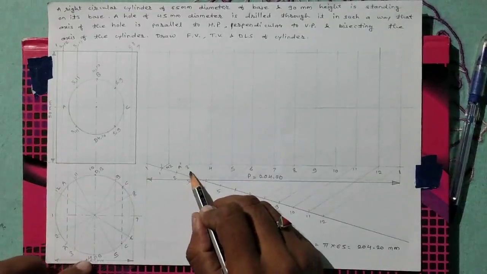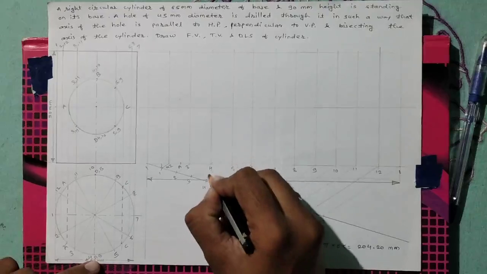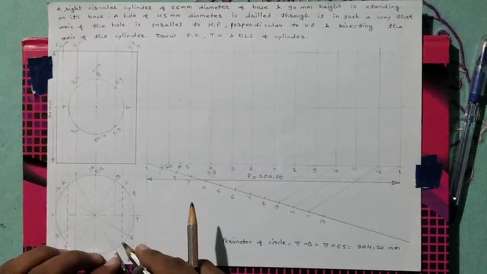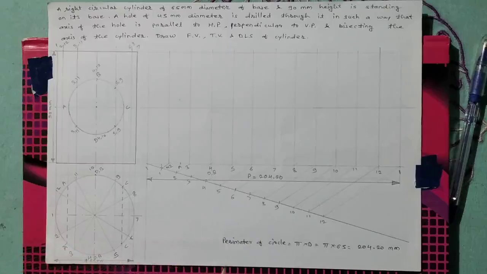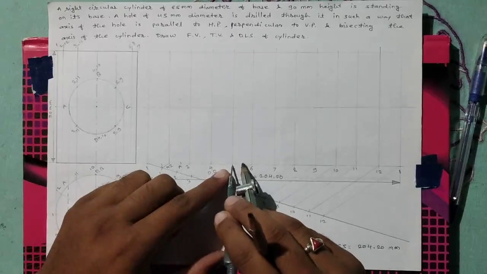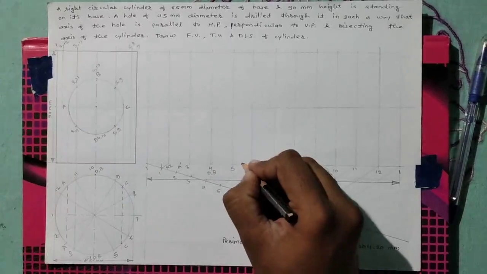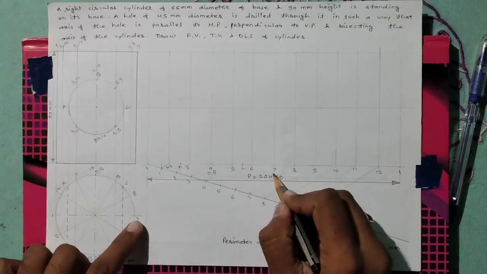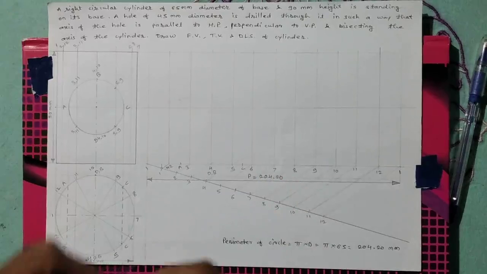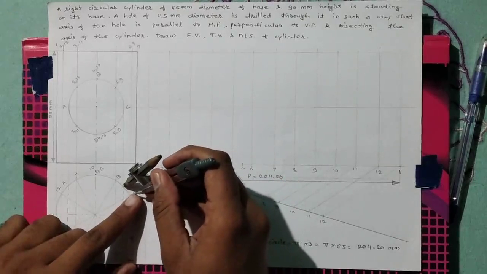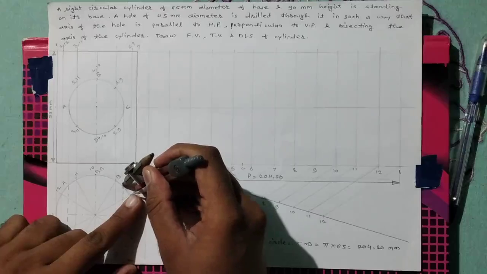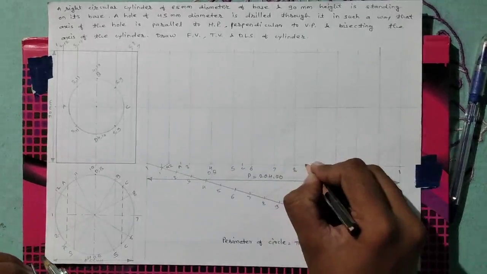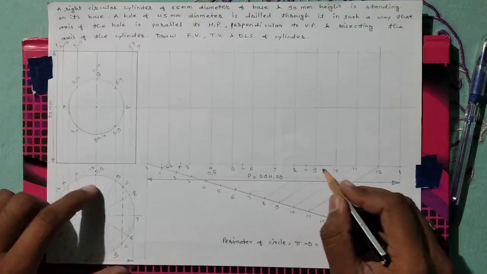After that, point 3. At point 4, there is D, B. After point 5, there is point C. Take the distance from point 5 to C. From 5 to C, here is point C. After that, point 6, point 7, point 8. There is again point 8 to C. Take this distance and put it after point 8. Here is point C.